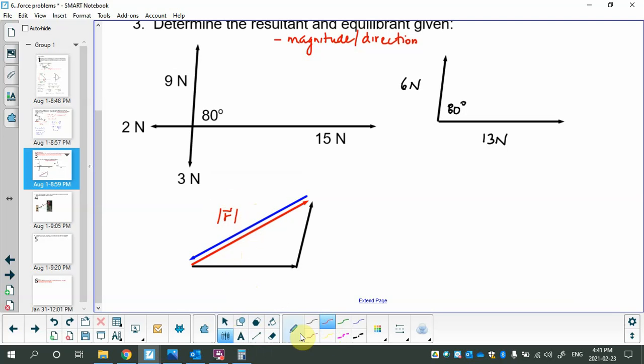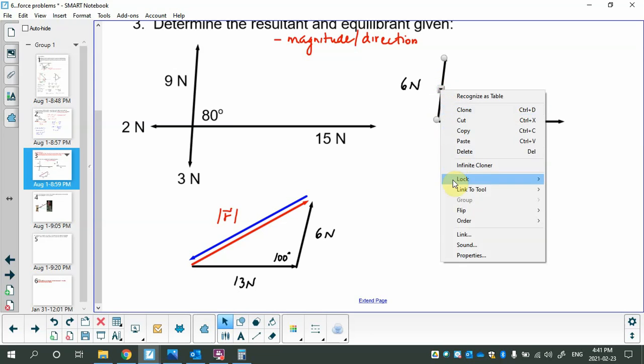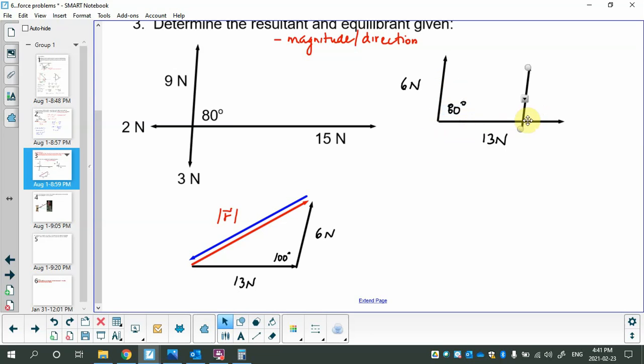I'm going to put some numbers on here. So this is 6 newtons. This is 13 newtons. This was 80 degrees, so that makes this 100. And the reason I say that is because way back in the olden days of grade 9, you had parallel line geometric properties, and this is the C shape with 2 parallel lines. And inside a C shape, this is 80, and this is 180 minus 80, so that's 100.